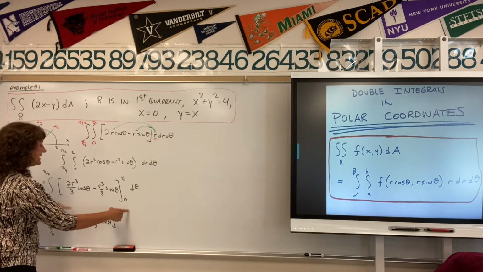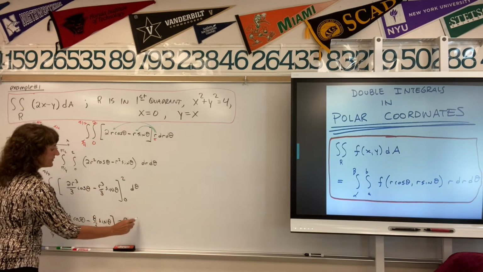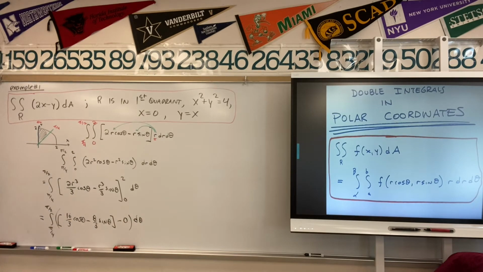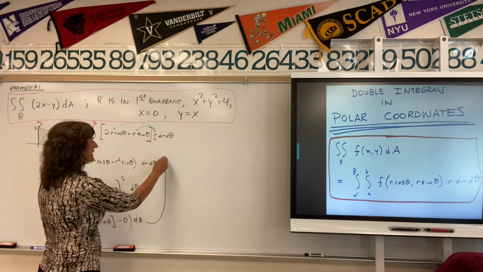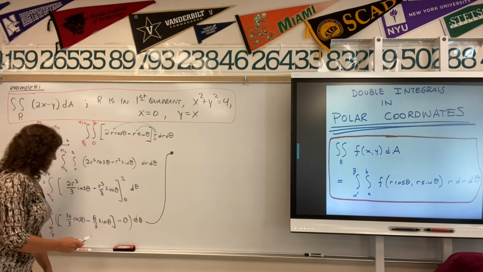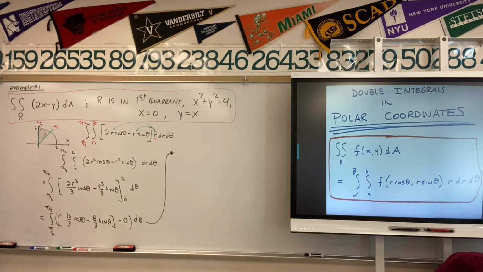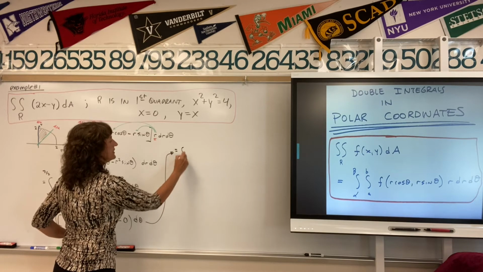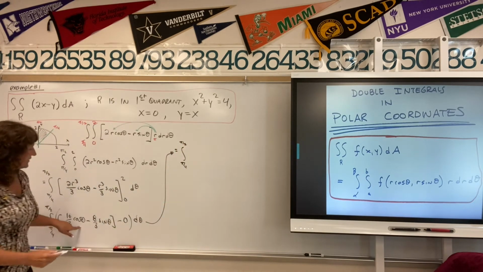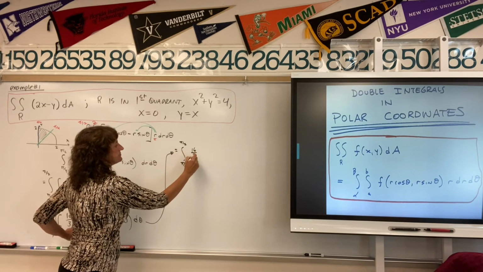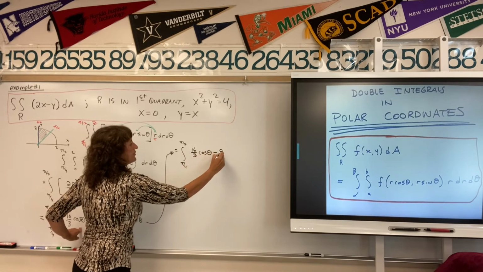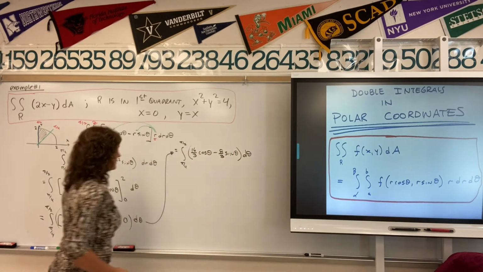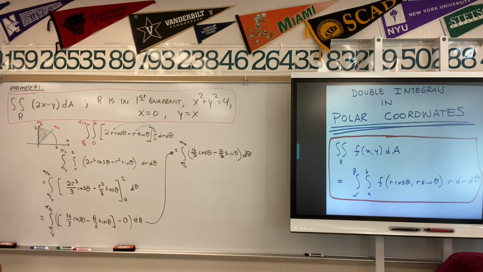And when you plug in 0 for r, you get 0. Now we're going to integrate this with respect to theta. I'm running out of space, so I'm going to travel and copy it over. So we're integrating from pi over 4 to pi over 2, 16/3 cosine theta minus 8/3 sine theta, with respect to theta. Make sure you copy it right.